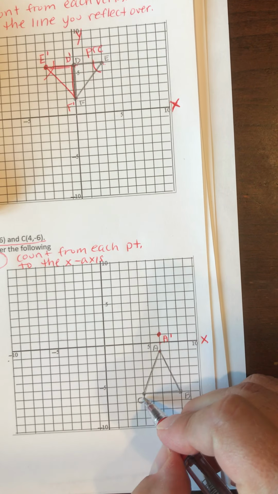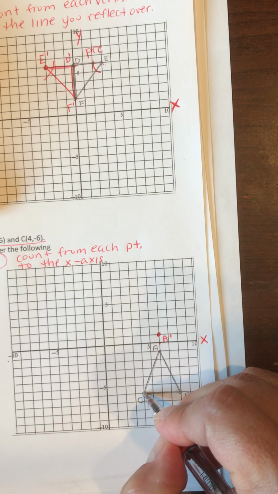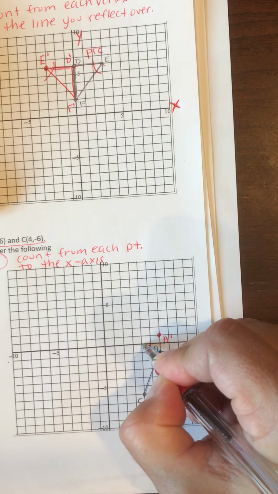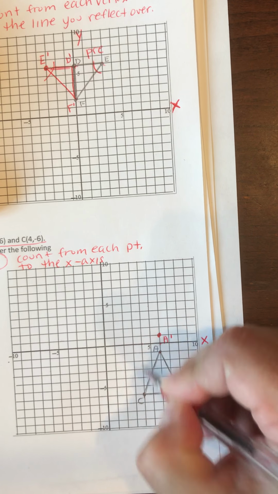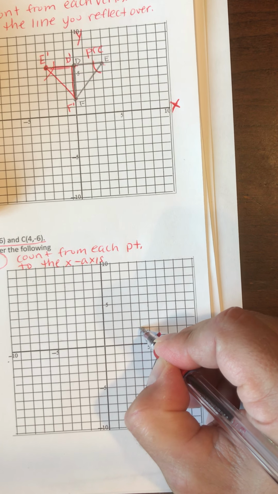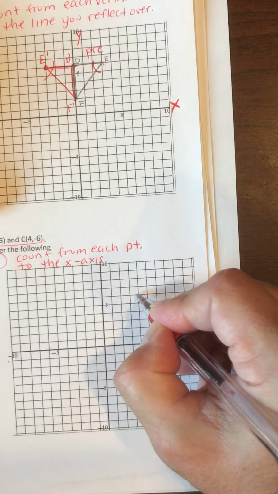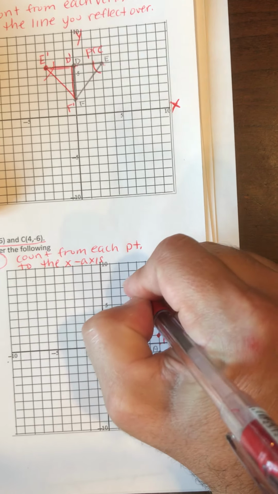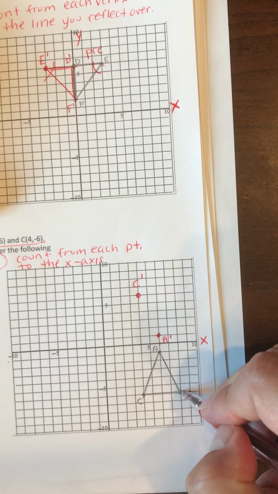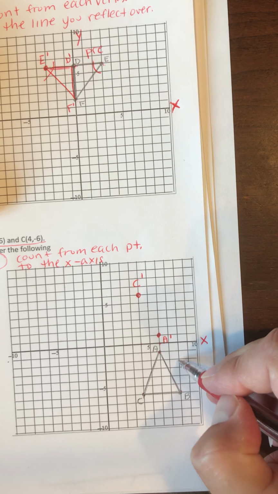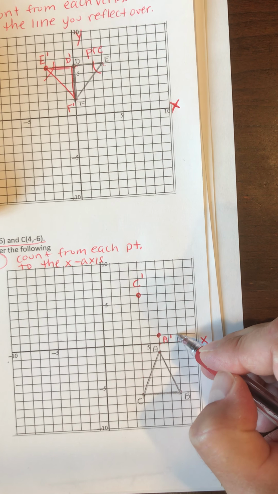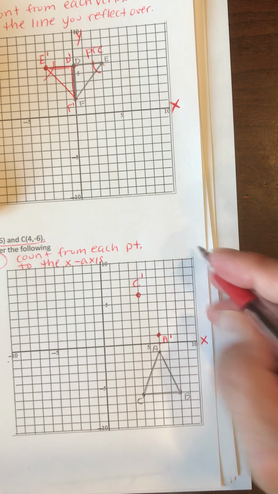Doesn't matter what order you go in. I'm going to do C next. I'm going to count. C is 1, 2, 3, 4, 5, 6. And then it's got to be 6 in the opposite direction. So right now it's 6 below. Now it's got to be 6 above. 1, 2, 3, 4, 5, 6. That's going to be C prime. And then B prime is also 1, 2, 3, 4, 5, 6. B is 6 away. B prime is going to be 6 above.